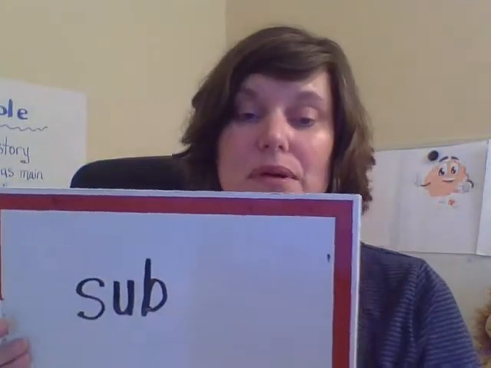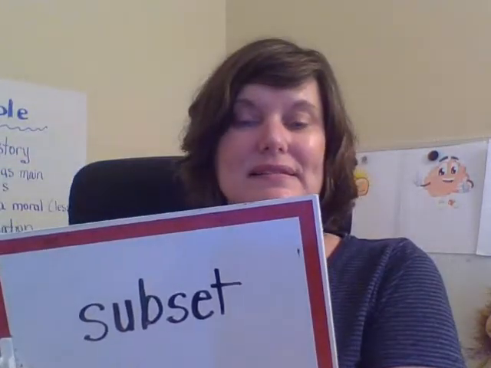Say subset. Subset. First syllable in that is sub. So I'm going to spell sub, which is one of the sight syllables we learned. Subset. Set. So I hear set. Subset. Very good.